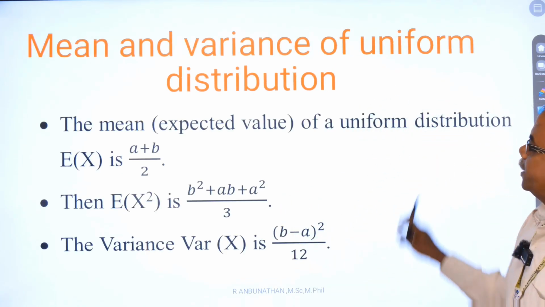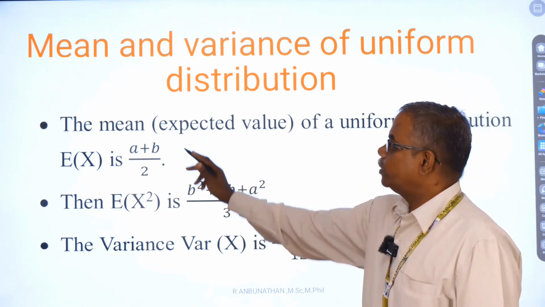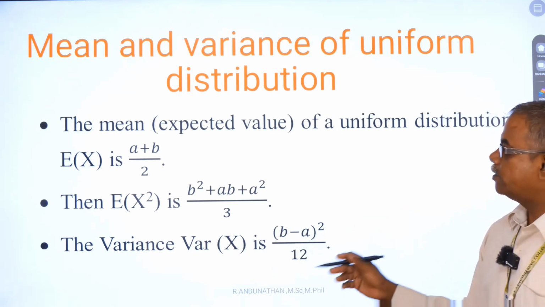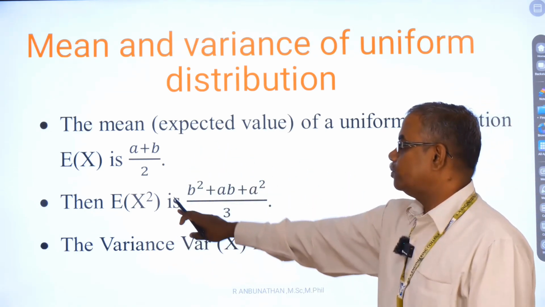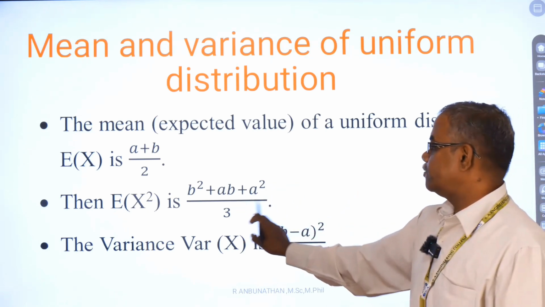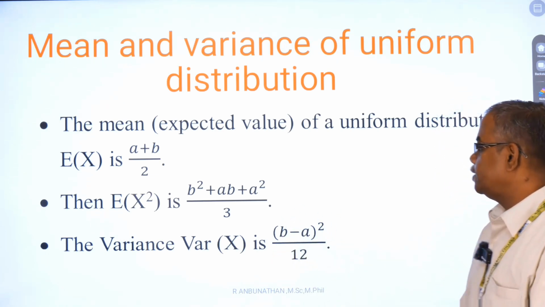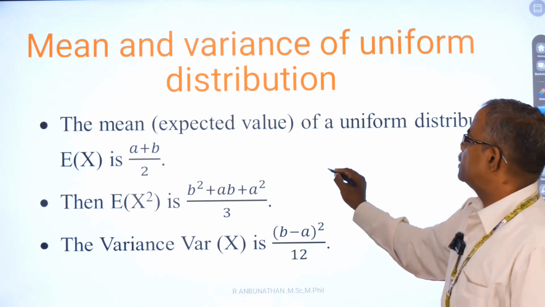Next, mean and variance of the uniform distribution. The mean formula is a plus b by 2, where a is the starting interval value and b is the ending interval value. Then E of x squared is b squared plus ab plus a squared divided by 3. The variance of x is b minus a the whole squared divided by 12. So E of x, you already know.